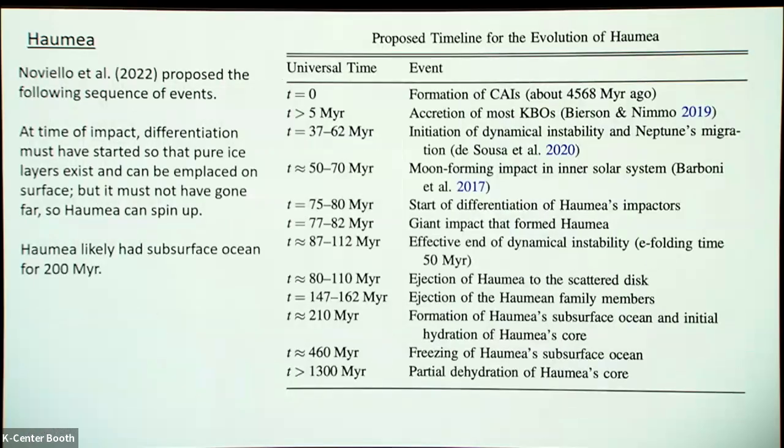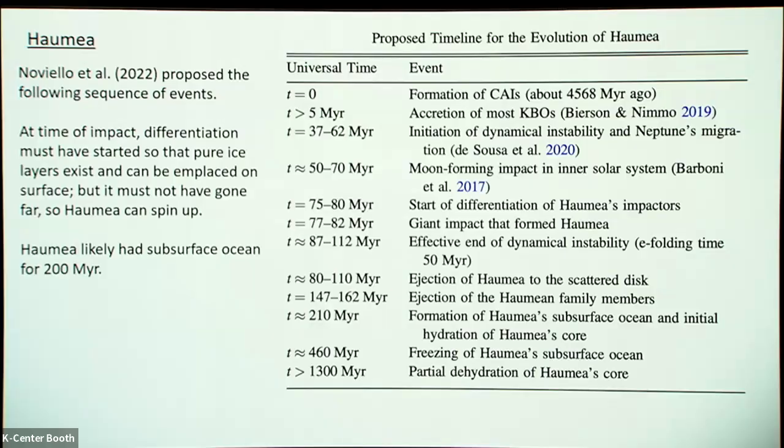And the nice thing about it is that we can make this timeline of events then. When do these things have to happen in order to match some of these observational constraints? So we presume that CAIs formed 4.5 billion years ago. Most of the KBOs like Haumea accreted more than 5 million years after that. The dynamical instability probably happened in this time range, 37 to 62 million years. There's actually quite a lot of evidence accumulating that 50 to 60 is the right time frame, but including the moon forming impact. But around this time is when the proto-Haumea and the impactor would start to differentiate.